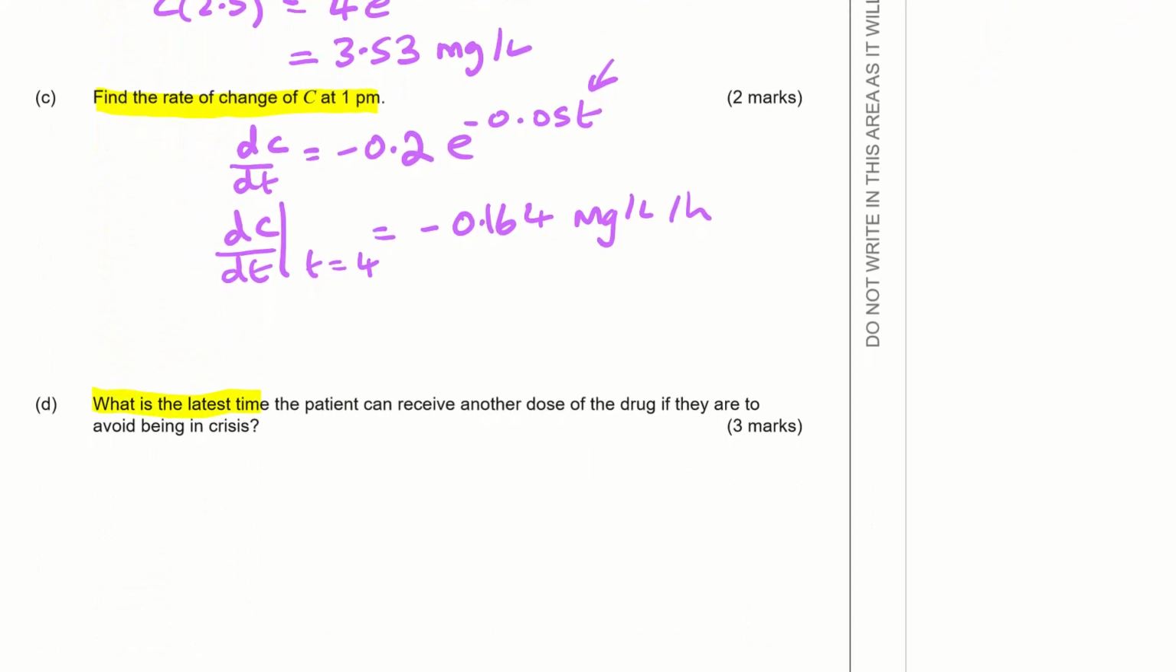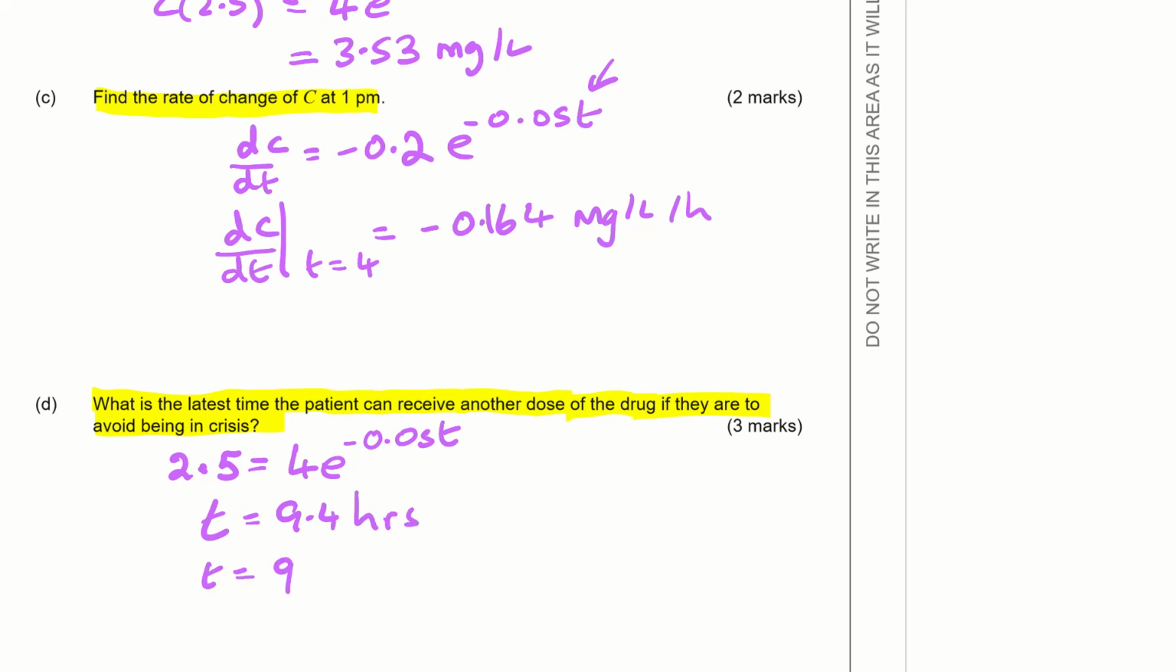What is the latest time the patient can receive another dose of the drug if they are to avoid being in crisis? Well, the crisis level was 2.5. So let's set that equal to 2.5 and put that equal to 4e to the negative 0.05t. And we want to solve that for t. We'll just use the ClassPad to do that. t is equal to 9.4 hours.